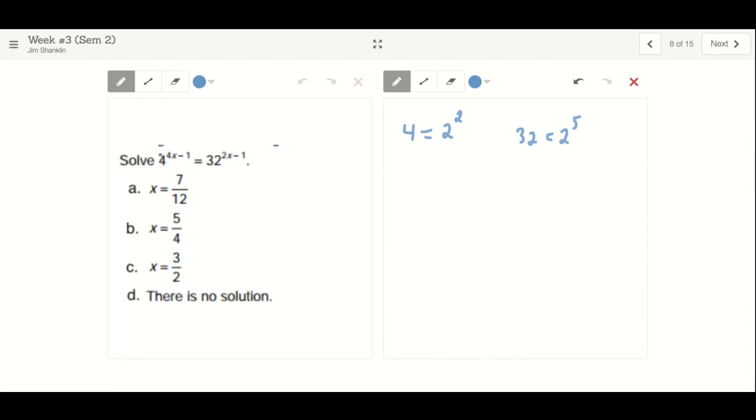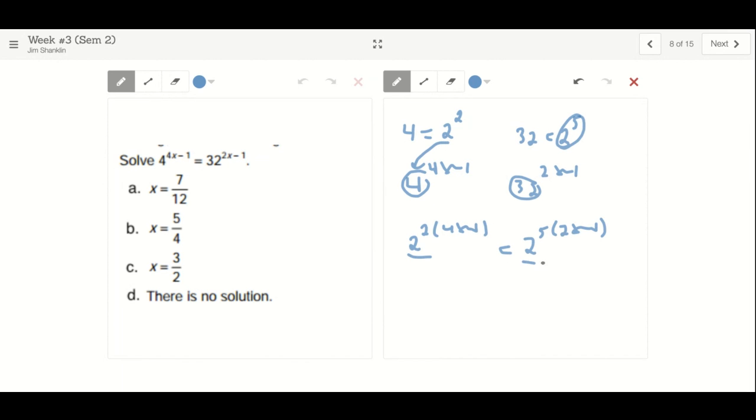If you can write the exponent with a common base. In this problem I have 4 to the 4x minus 1. In place of the 4, I'm going to put 2 to the second power, but I still have that 4x minus 1 here. And over here is equal to 32 to the 2x minus 1. In place of 32, I'm going to put 2 to the 5th, but I still have the 2x minus 1.